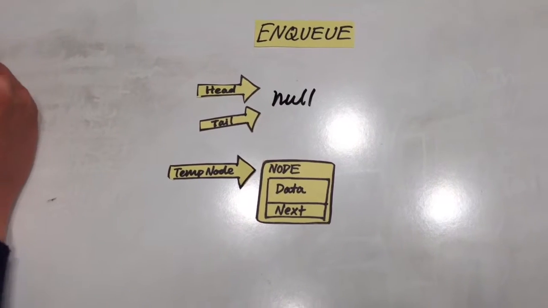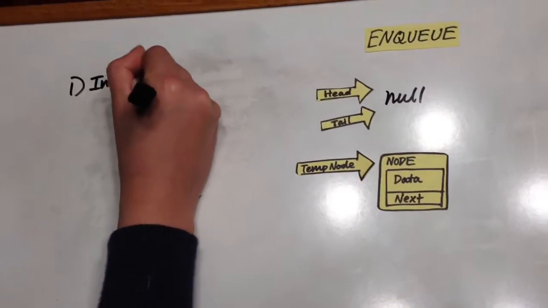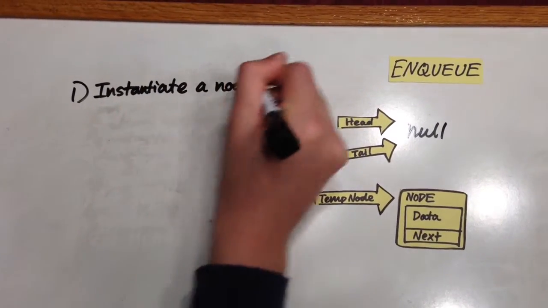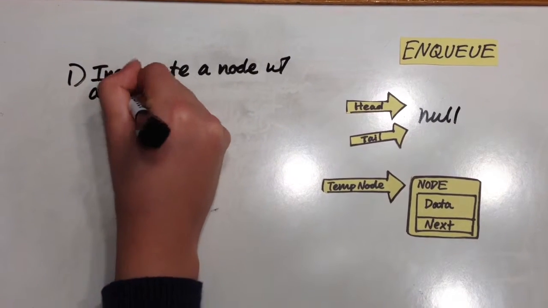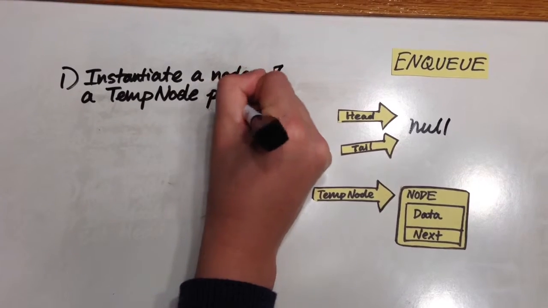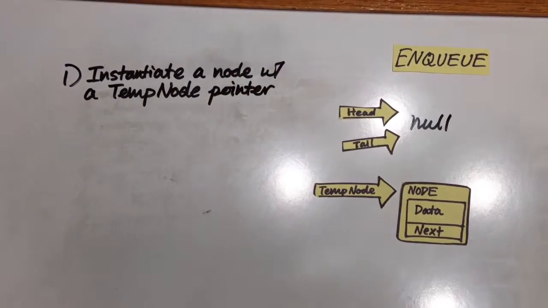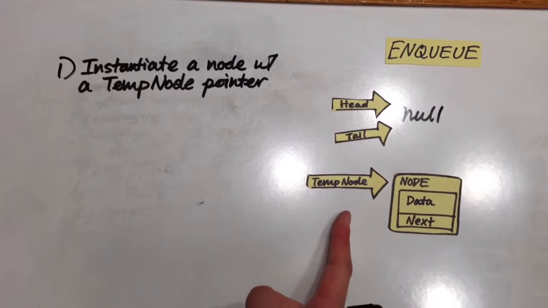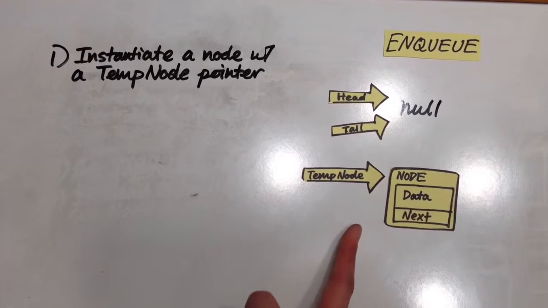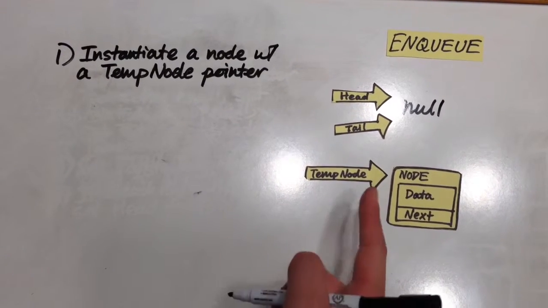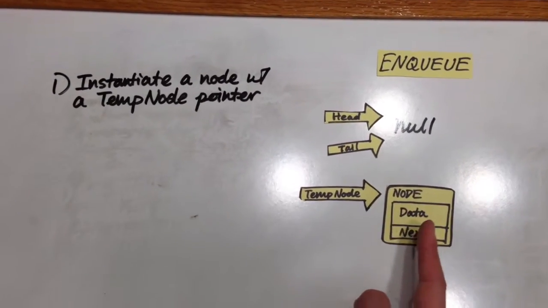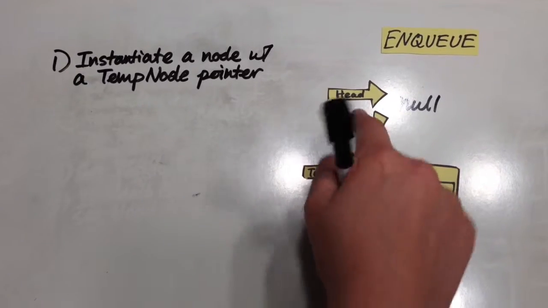So the first step is to instantiate, and the temp node pointer is helpful for keeping track of the location of the new node we're trying to add. So if we want this temp node to be included in the queue, we're just going to have to set tail to temp node.